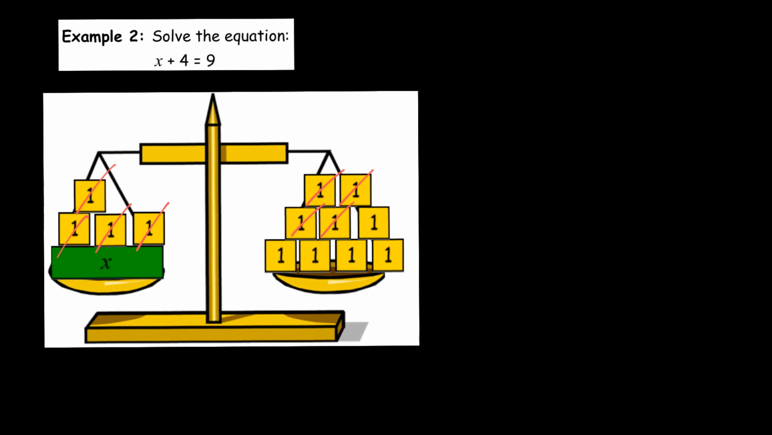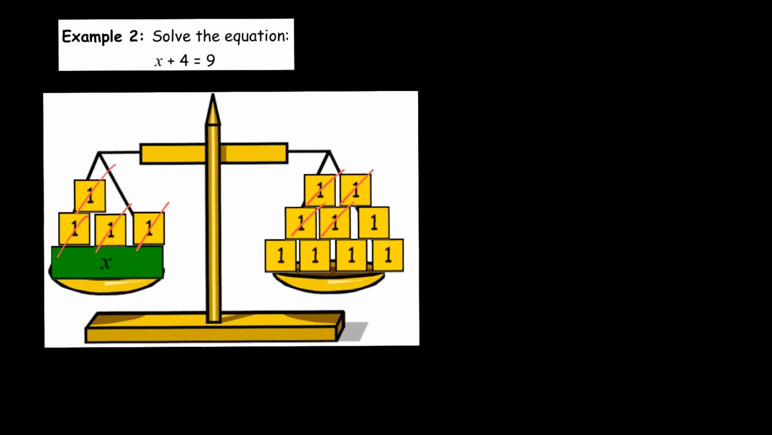And if you're wanting to check this answer, what you can do is substitute it back into your original equation. So you can say, well, if I'm trying to say that x is 5, then 5 plus 4 has to be equal to 9, which it is. So you know that you've done it right.